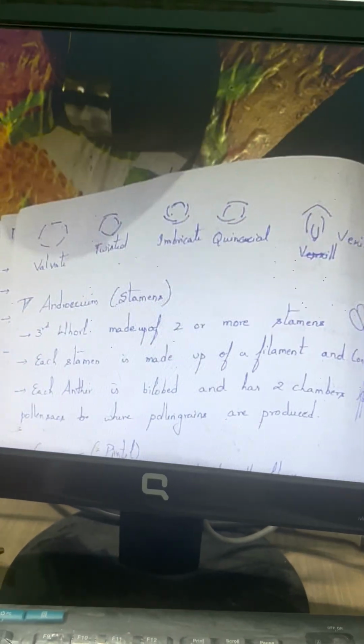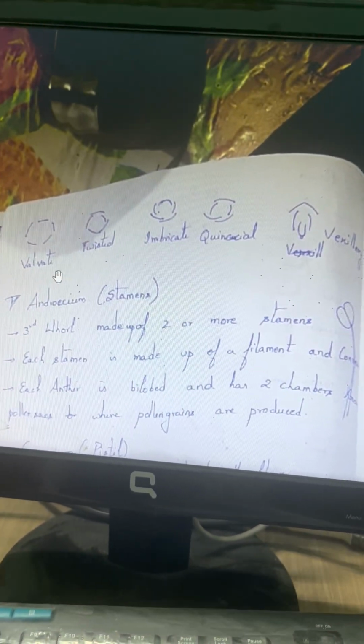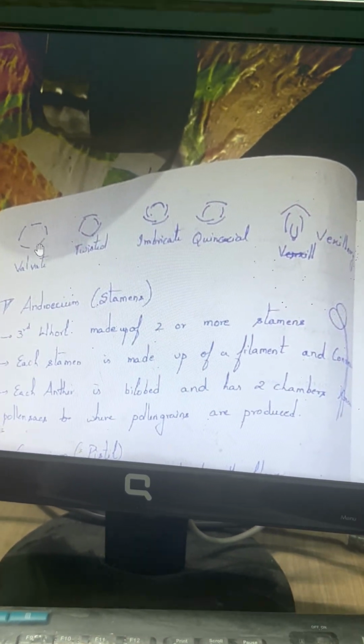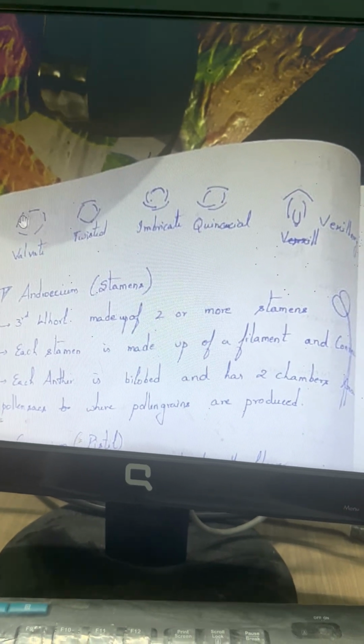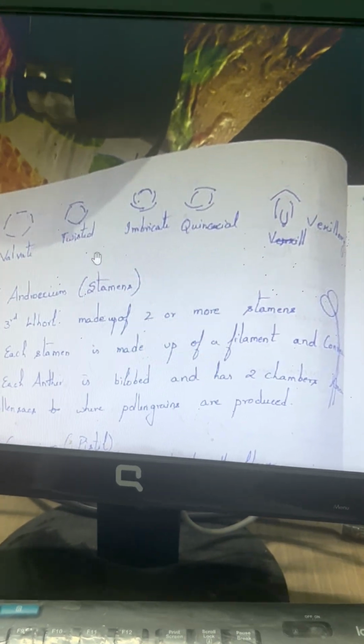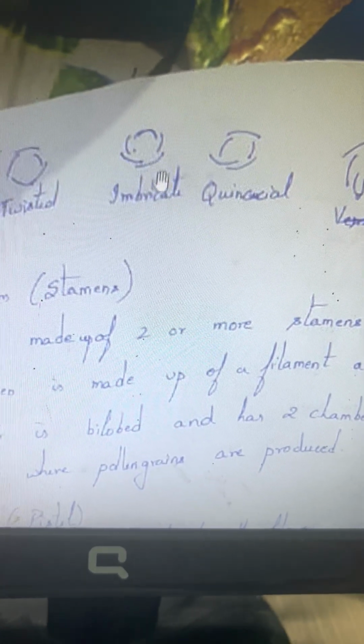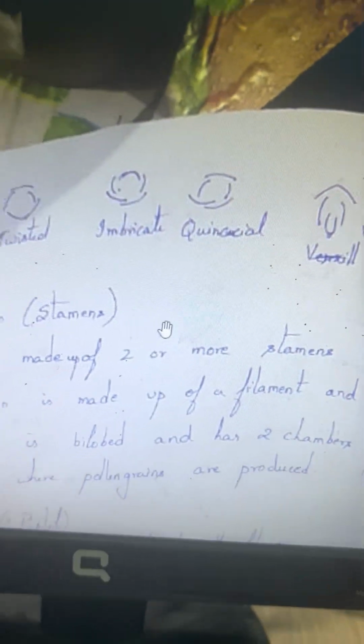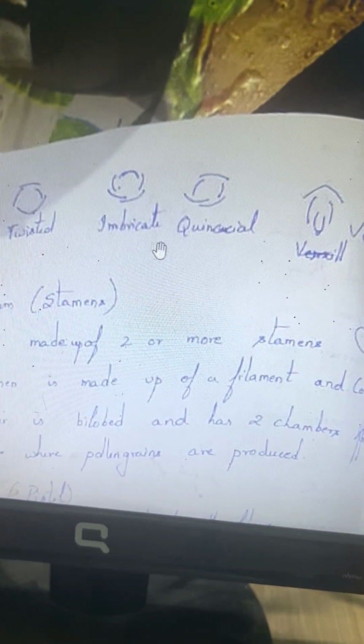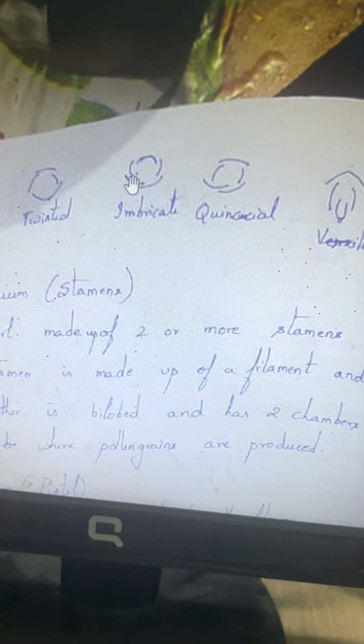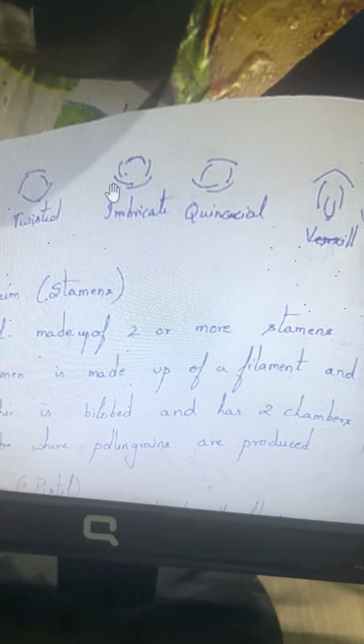So what are the types of aestivation? We have many types in this. First one is the valvate. In valvate, the sepals or petals are individually arranged. Next one is twisted. They are arranged one above the other, in a sliding manner, right? In the imbricate mode also we have the slidings, but one petal is present completely inside and the remaining are twisted with one another.